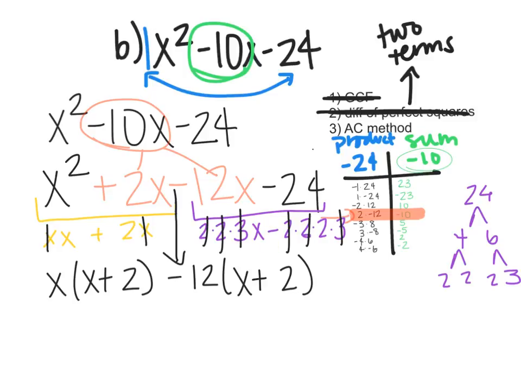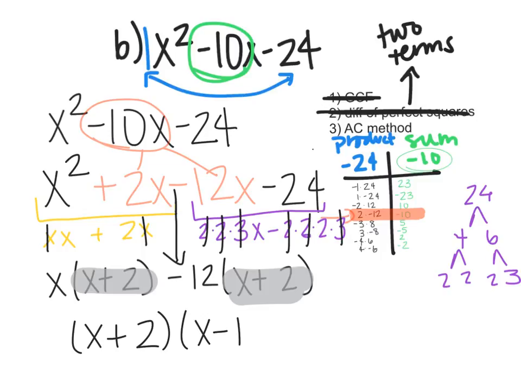I know that I have done the problem correctly, because if I did it correctly, then my two parentheses are going to be identical, and they are. So that tells me that one half of my answer is going to be x plus 2, and the other half of my answer is x minus 12.